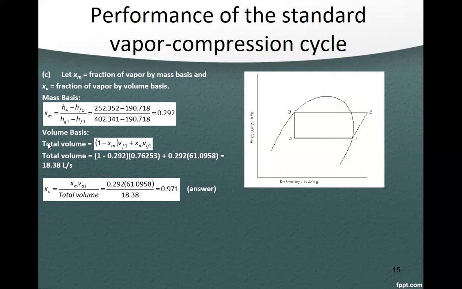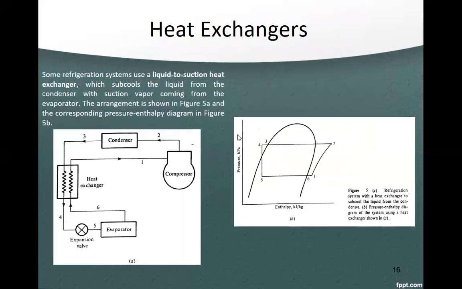For the volume basis, take the total volume, and divide the volume of the vapor by the total volume. What is the total volume? This is (1 minus X of M) times V sub F1 plus X of M times V sub D1, or (1 minus 0.292) times 0.76253 plus 0.292 times 61.758, which is 18.38. Therefore, X sub B, the fraction of vapor, is X sub M times V sub D1 over the total volume. This is for the vapor, and this is for the liquid. So 0.292 times 61.75 over 18.38 is 0.971. So this is now your answer number two. And this is for example number one.